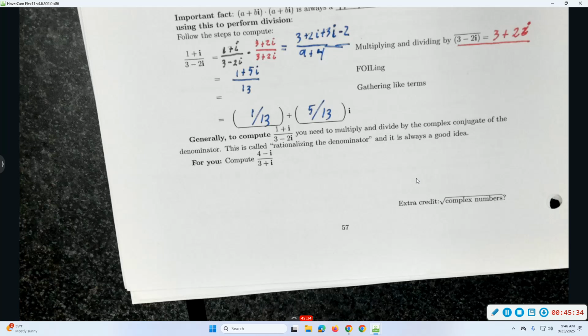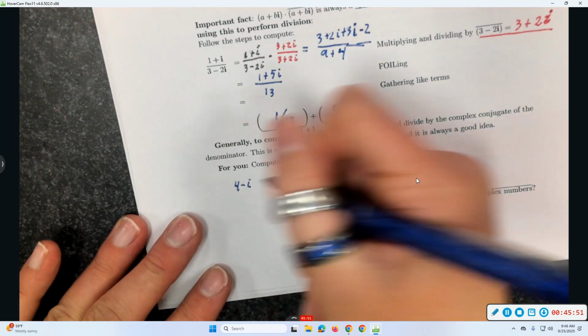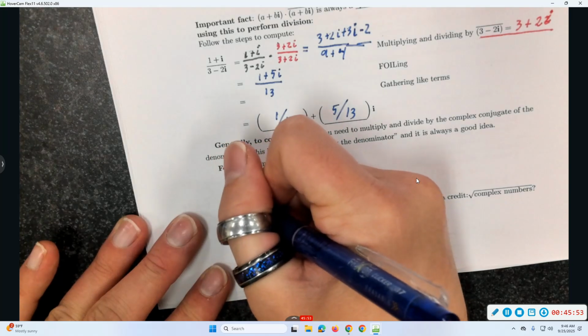I think the options are, I be quiet for a bit, you do it, you compare with those around you when we come together, or I keep talking. Do I keep talking? Cool. Let's play the game. So I want to do 4 minus i over 3 plus i.